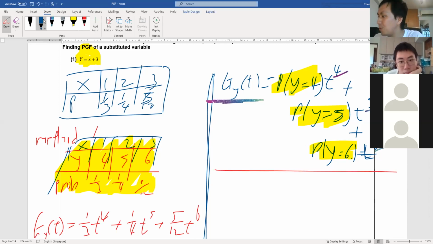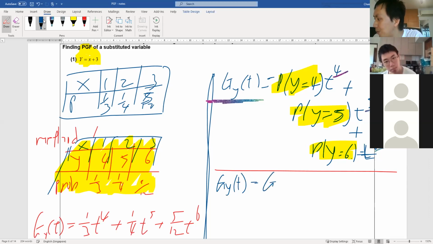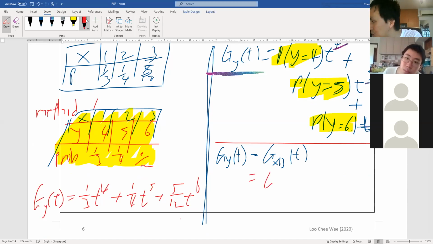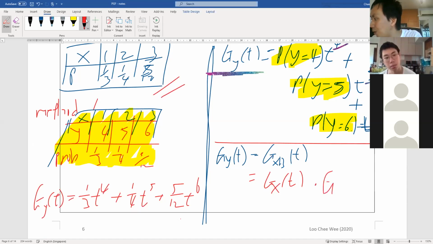The PGF of Y is actually the PGF of X plus 3, since Y is X plus 3. And this is an addition of two things. Addition of two things means it's the multiplication of their individual PGF. So this equals G_X(t), which we can construct easily from the table before, times the PGF of the constant 3. This is something you can take easily and multiply by.